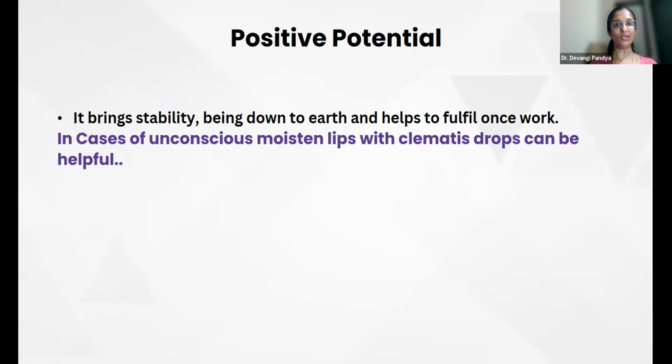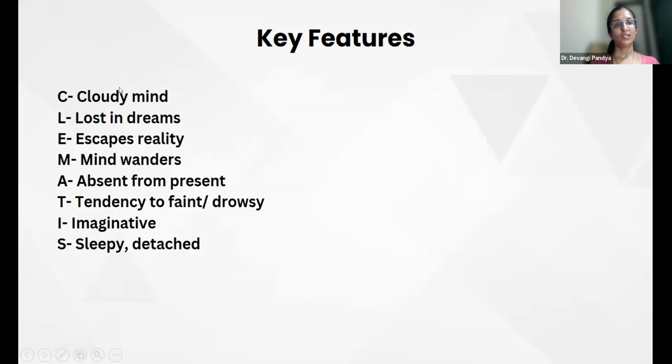Here it is not mentioned in any of the books, but I had gone through a course of Bach flower remedy for myself to understand it better in the past, from where I had taken this literature from one of the speakers. Here I have put it in this way. Cloudy mind, lost in dreams, escapes reality. As we see, mind wanders, absent from the present state, tendency to faint or drowsy, imaginative and sleepy and detached.